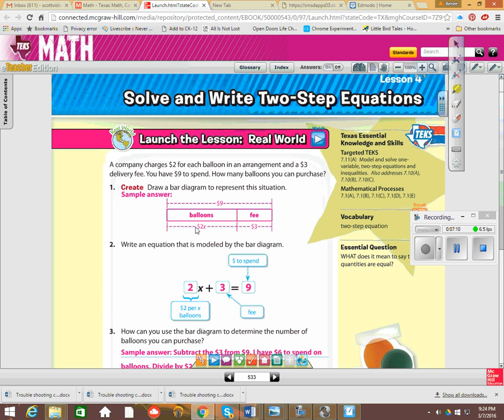So we can see this is a sample. You have balloons, you have 2x, and then the fee is $3, and then the whole thing is $9. You don't have to draw it like this. You could have drawn it with the tiles like I'd shown you earlier, which would have been 2 tiles and 3 squares equals 9 squares. And so the equation that is modeled by the bar diagram is 2x plus 3 equals 9.